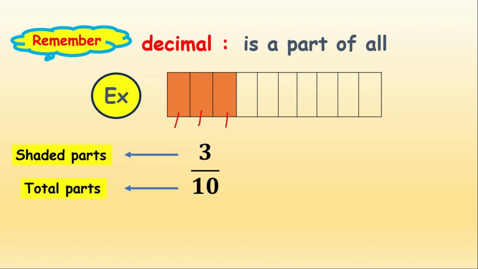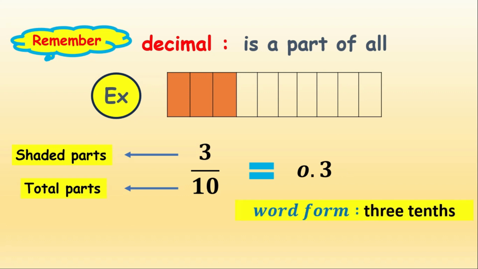Got it? Okay, so we can represent it in decimal form. How? 0.3 or 3/10. So we can represent it in fraction form and decimal form, and they are equal. Got it? Now let's remember how to write it in word form. 0.3 in word form means 3 tenths. Got it? So now let's remember more about decimals.